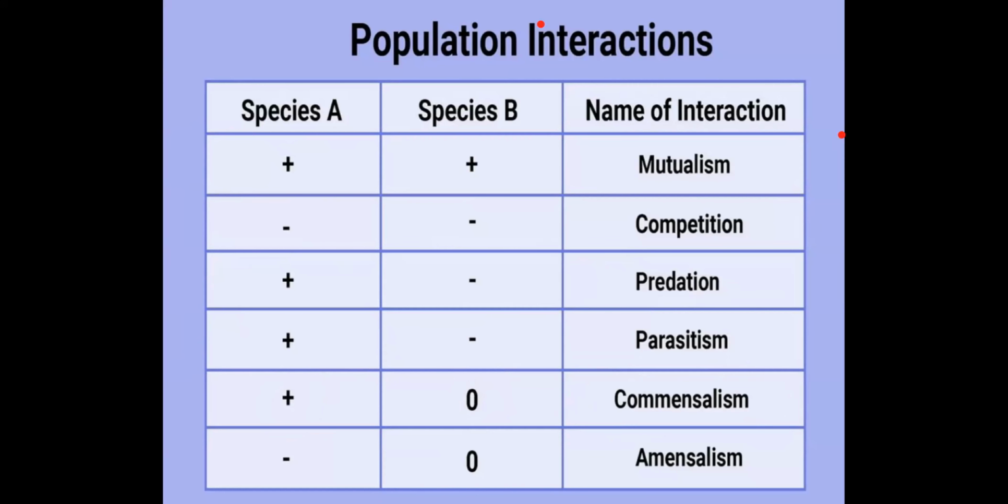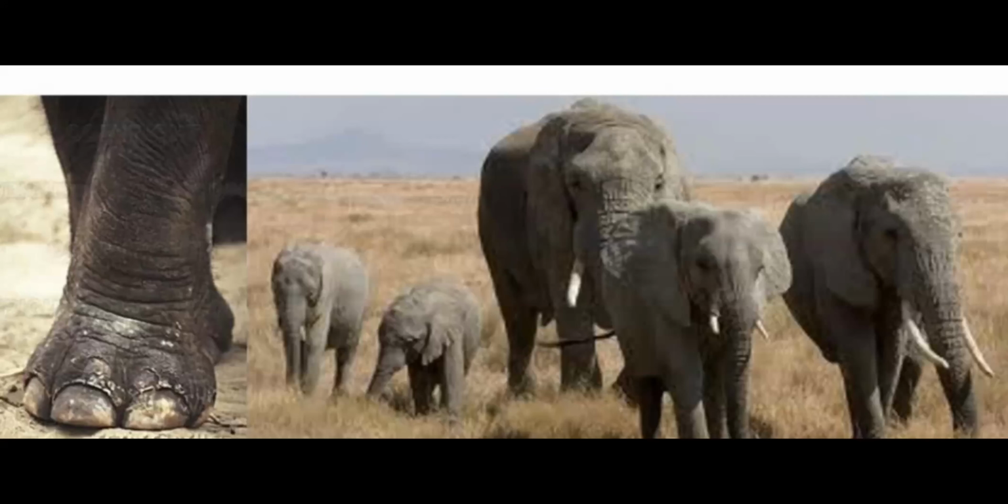Understand this. The first five are given in theory in detail, but commensalism is not given in detail in your textbook. In commensalism, both species interact with each other, but one species is harmed and the other not affected. A very simple example for this is the elephant. So many examples are there.